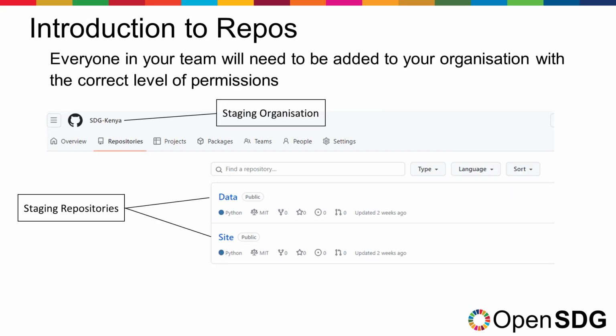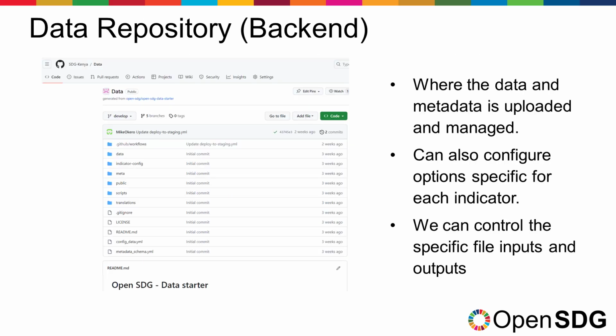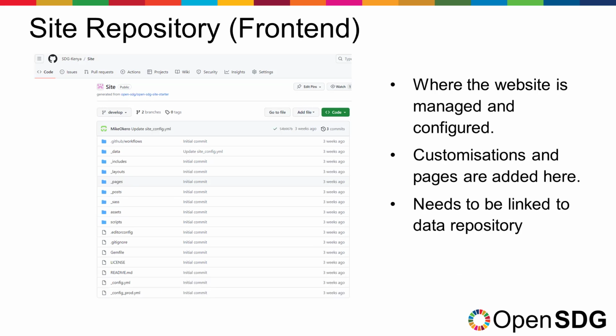There are two levels to your GitHub environments. The organization, shown in the example here of SDG-Kenya, and inside the organization is where your data and site repositories will be located. Your data repository is where your data and metadata files will be stored and managed. They also contain some configuration files that will be specific for each indicator. Your site repository shown here will be where the customizations and site config files are managed. This will be linked to your data repository inside the workflow files.